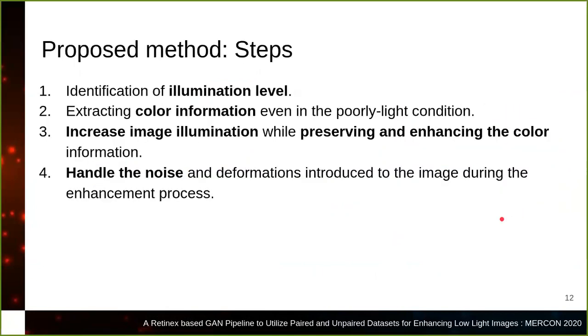What we are going to do is find the illumination level of an image. This is after Retinex decomposition, given R and I, not S. Given R and I, we need to find the illumination level, then extract the color information, even in poor light conditions. Then we need to increase the illumination while preserving and enhancing the color information. In the process, you get a lot of noise and need to do denoising to get a good image. So this is our motivation.